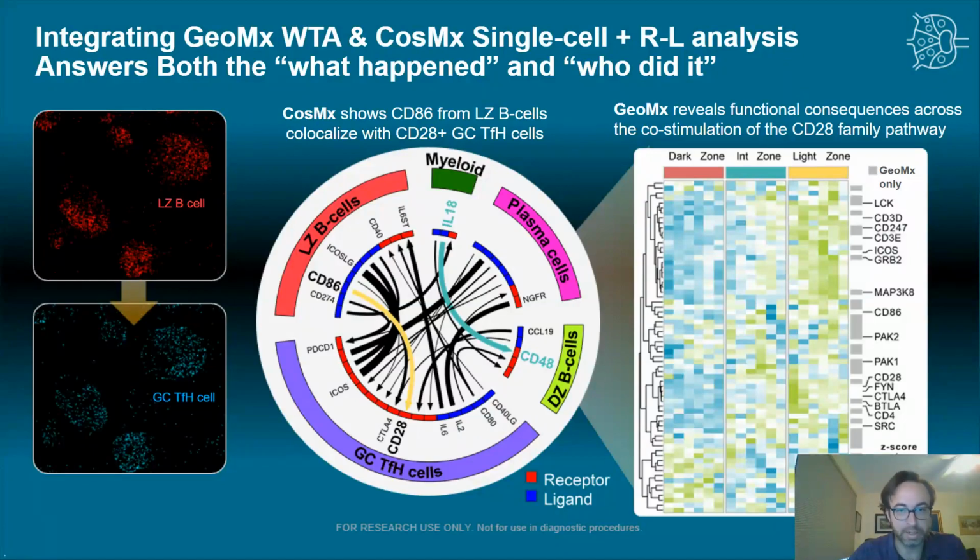For example, ICOS is known to be upregulated on T follicular helper cells and was identified as a major driver of maturation of those cells within the germinal center. We see that here as well.